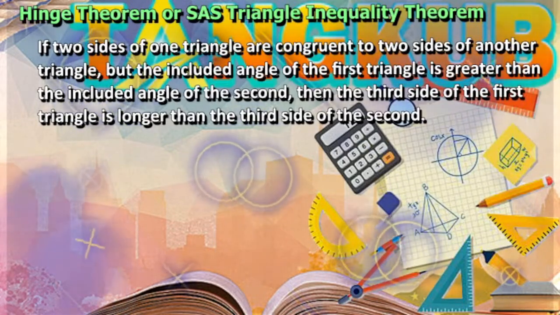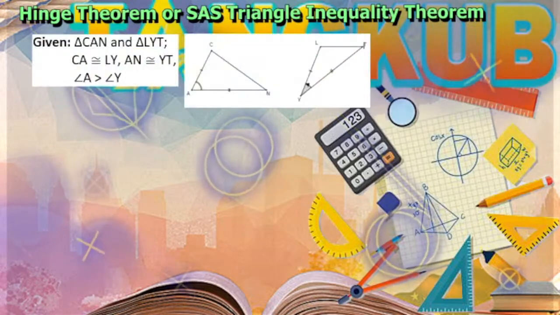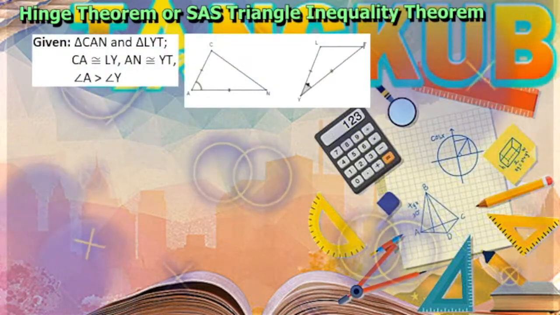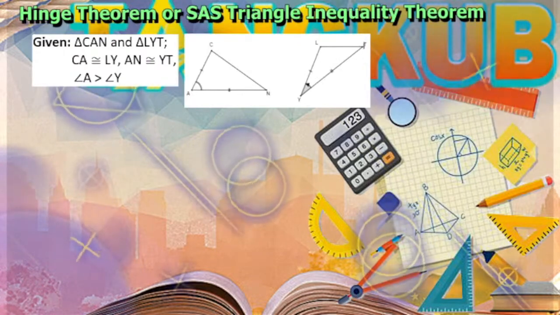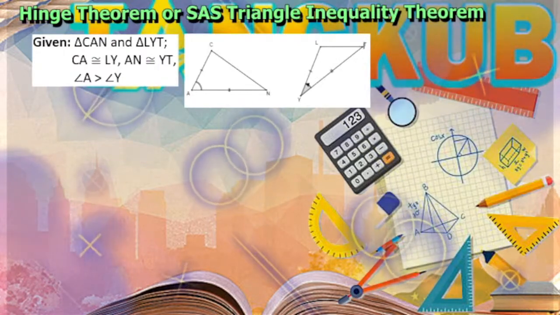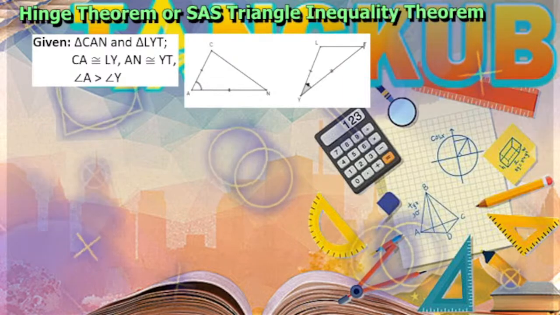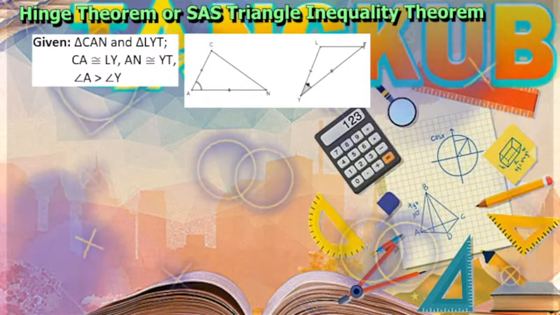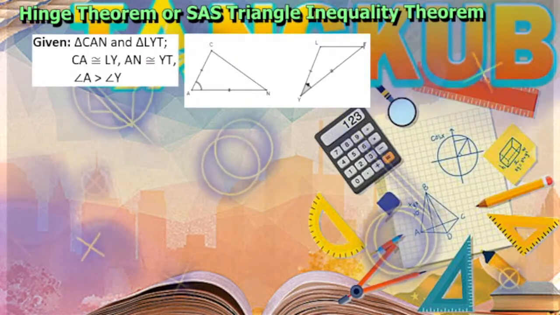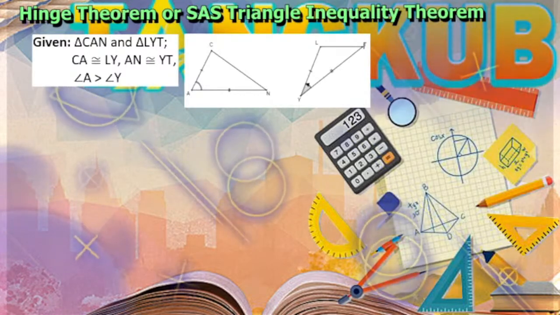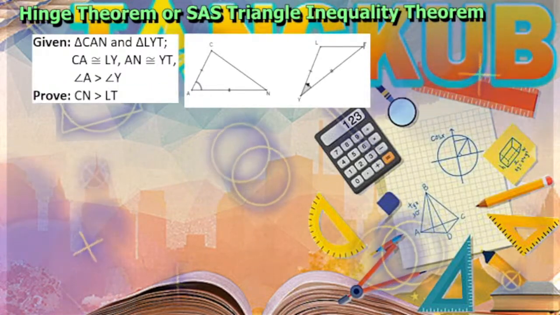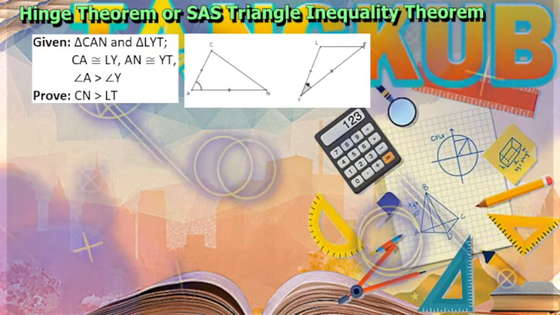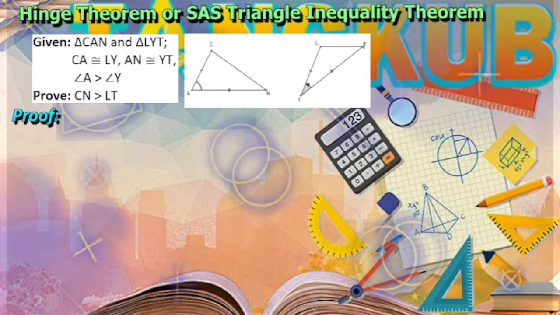Now, let us prove this theorem. Given triangle CAN and triangle LYT, side CA is congruent to side LY, side AN is congruent to side YT, and angle A is greater than angle Y. Now let's prove that side CN is greater than side LT. Now here is the proof.